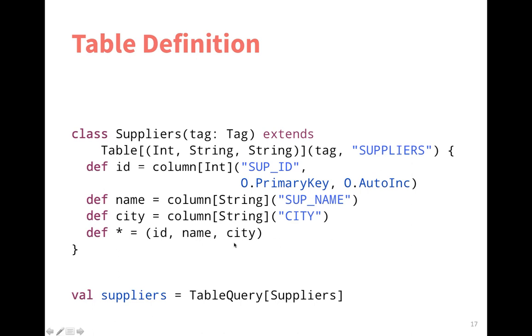One thing you need in every table is this star projection. That's basically what you get when you say select star from suppliers in SQL. And we have to do the same thing in Slick, but it's more explicit. So in this case, we use a tuple of ID, name, and city, just the 3 columns we defined. And the type here matches the type we give above to the table.